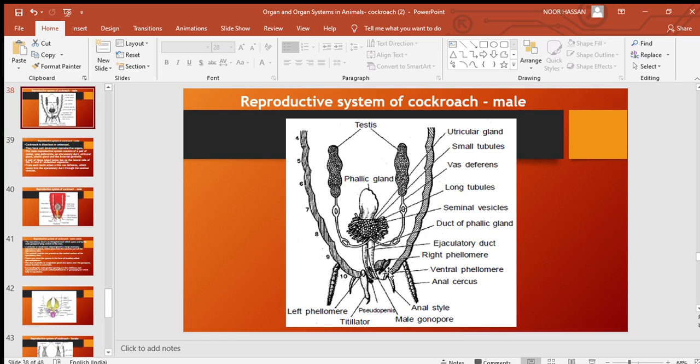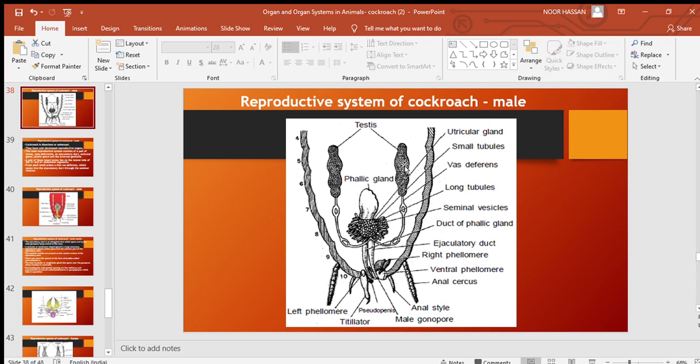These are the phallomeres, also labeled as phallomere, and these phallomeres are gonapophyses. They are asymmetrical in structure, that is, without any proper shape, and they help in copulation. These structures are present near or surrounding the male genital opening.